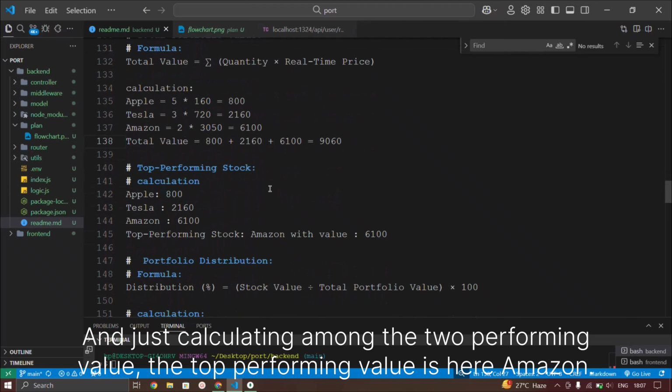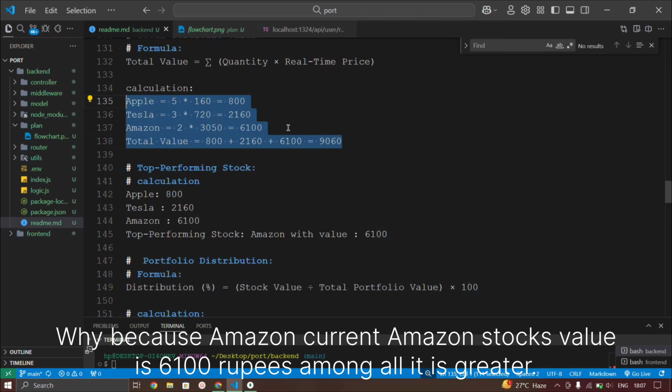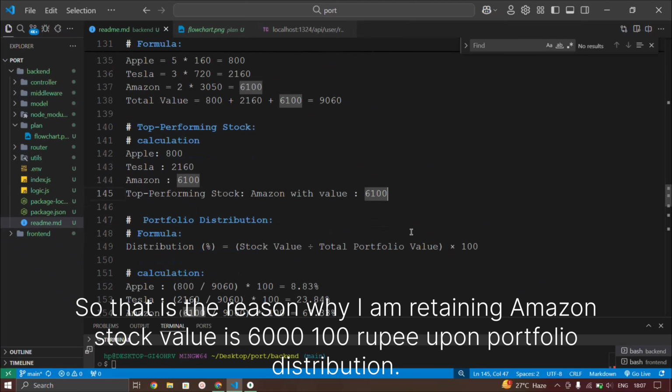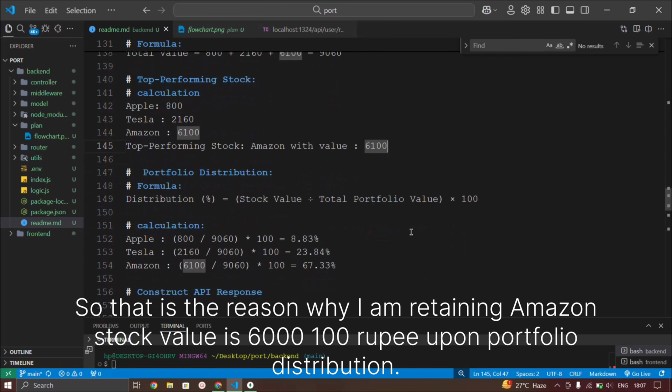I'm calculating the top performing value. The top performing stock here is Amazon. Why? Because the current Amazon stock value is 6100 rupees, and among all, it is greater. So that is the reason why I am returning the Amazon stock value, 6100 rupees, as the top performer.